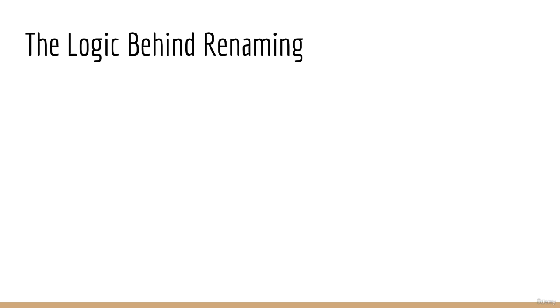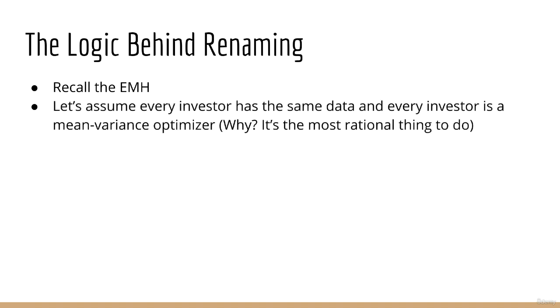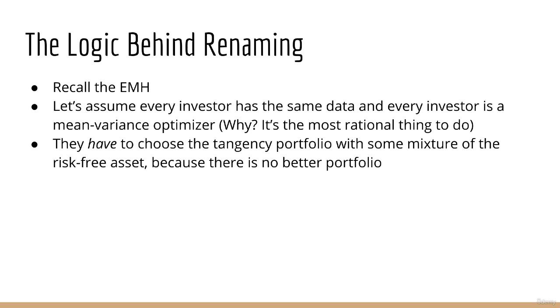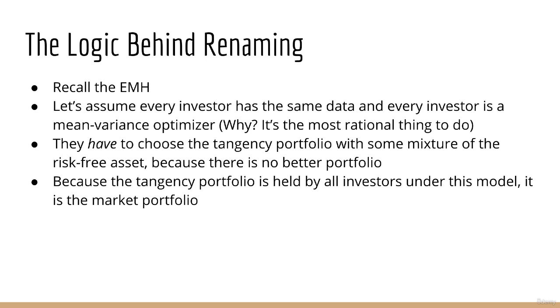So what's the philosophy behind this renaming? Why is the tangency portfolio the market portfolio? Well, this all stems from the efficient market hypothesis, which, as you recall, we first encountered in our discussion of time series forecasting. We assume that every investor has the same data, and every investor is a mean variance optimizer. Because of this, they have to choose the tangency portfolio with some mixture of the risk-free asset, simply because there is no better portfolio. This is the portfolio that gives you the maximum Sharpe ratio. Because the tangency portfolio is held by all investors under this model, then this is the market portfolio.